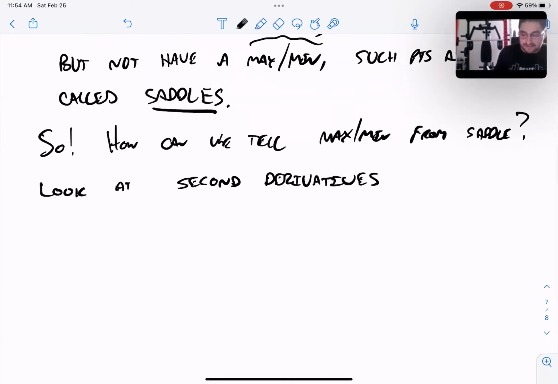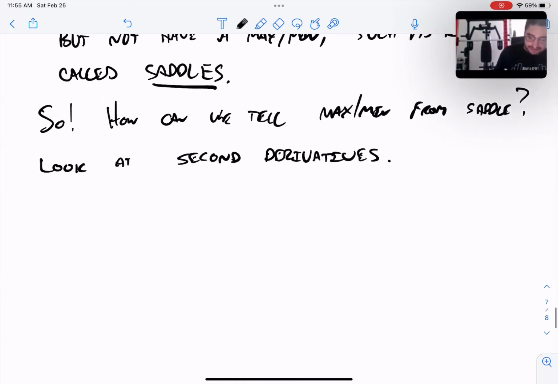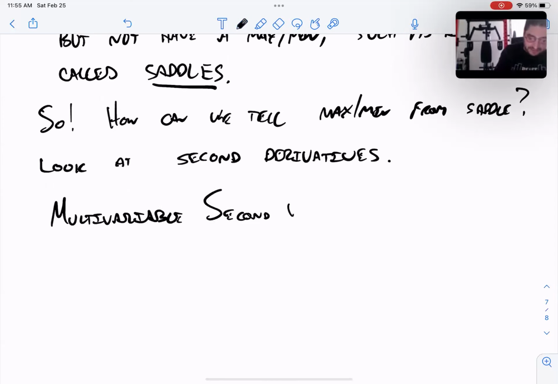This is much like in Calc 1, where you have the second derivative test, where you look at concavity to tell max from min from saddle. The same thing here. So let me state the multivariable second derivative test. I'm not going to prove it here; it's quite a bit of work to prove.